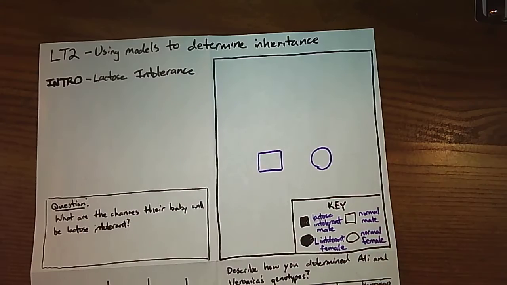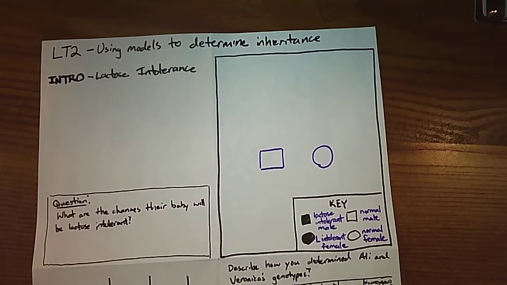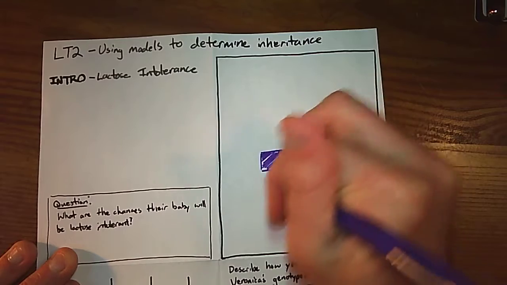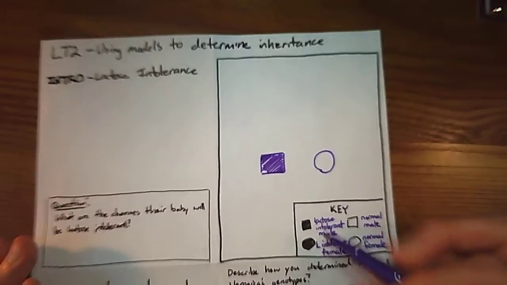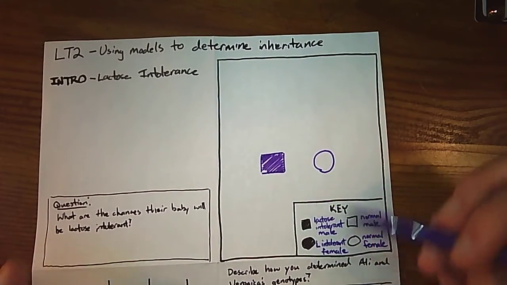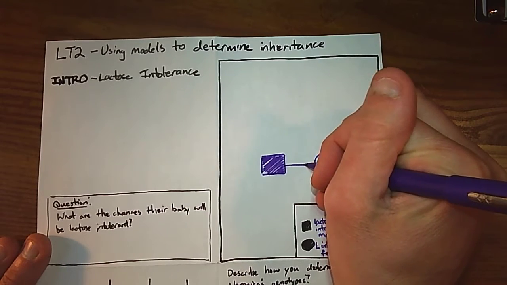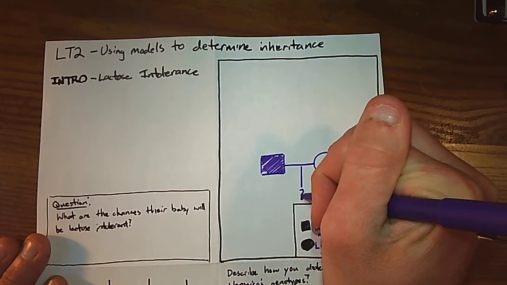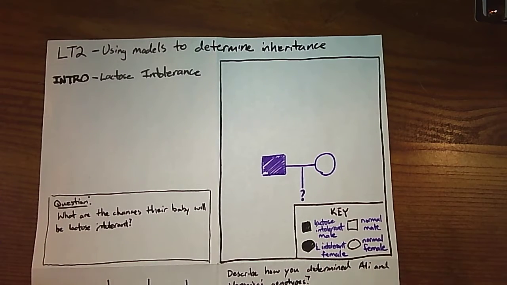Now, in the problem, it tells us that Ali is lactose intolerant, which means that we need to shade his box in. And Veronica is not. All right. By the way, if they're about to have a baby, we're going to have that horizontal line, and we could just put a question mark right here because they're about to have one. All right, but not yet.